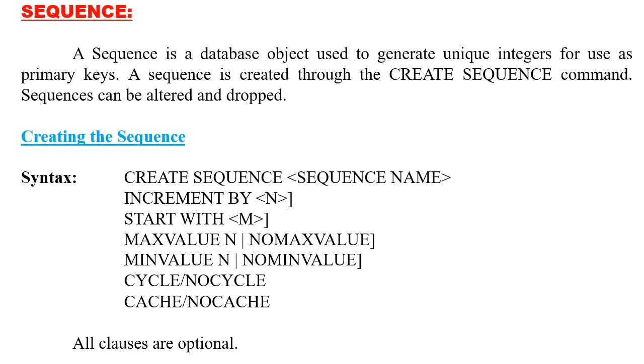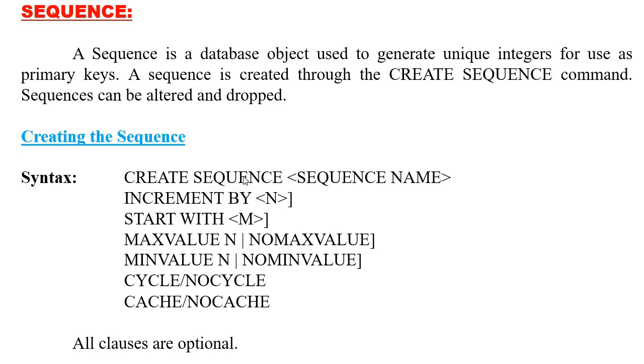The fourth one is a sequence. A sequence is a database object used to generate unique integers for users' primary keys. A sequence is created through a create sequence command. A sequence can also be altered and dropped. When a table doesn't have any primary key, we can create a sequence.